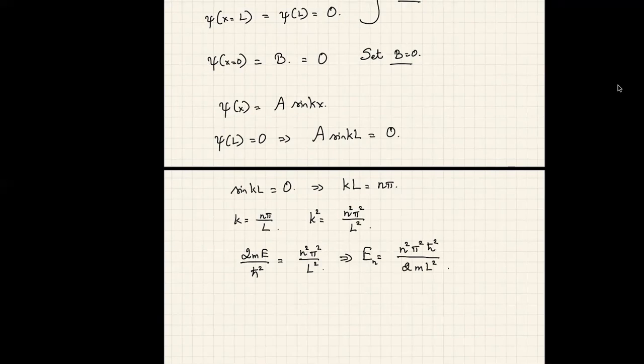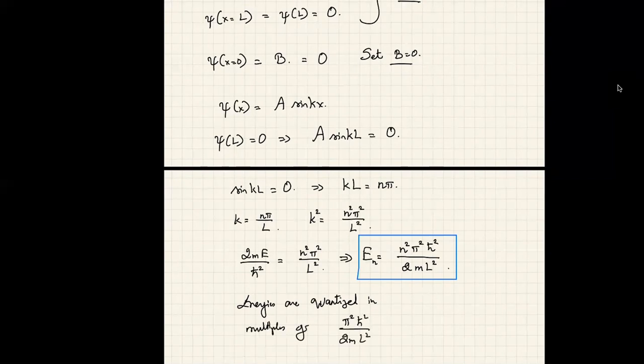Okay, so this is the energy of the various stationary states of the particle in a box. These are the energies that the particle can take, not anything else. So the energies are said to be quantized in multiples of pi square h bar square over 2mL square. Okay.